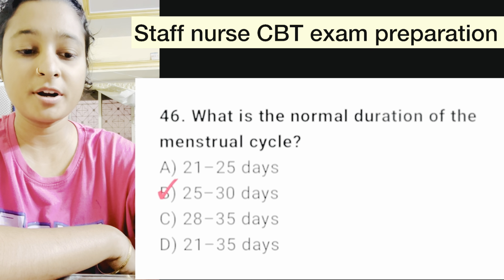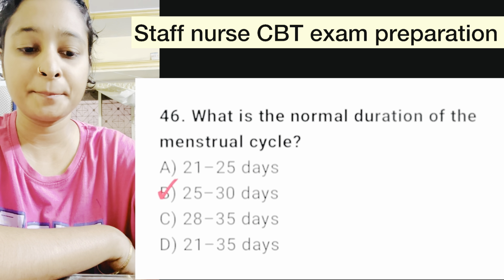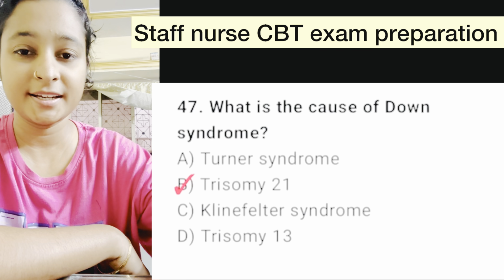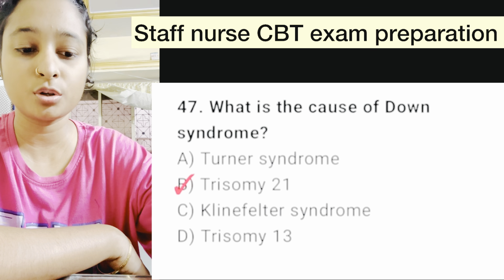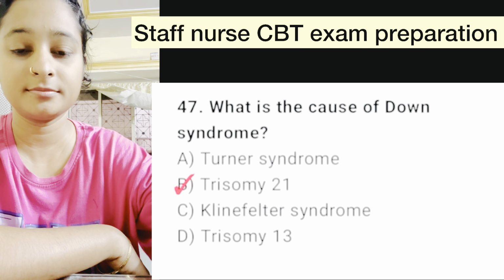Next question, what is the normal duration of the menstrual cycle? Here, right option is option B, 25 to 30 days. Next question, what is the cause of Down syndrome? Right option is option B, trisomy 21.